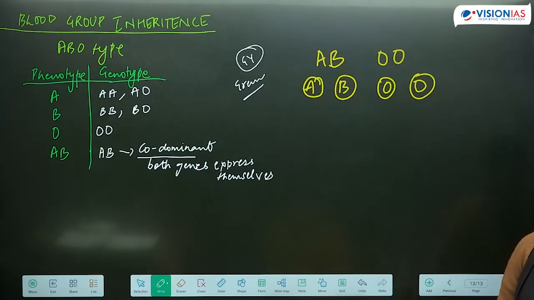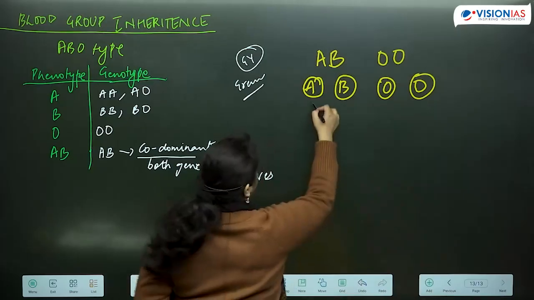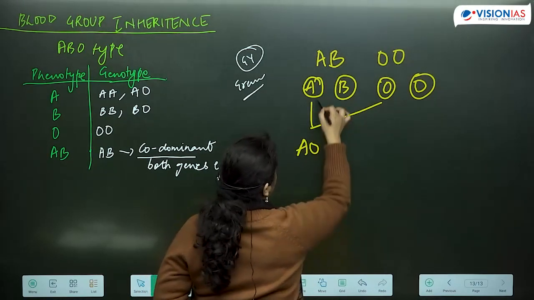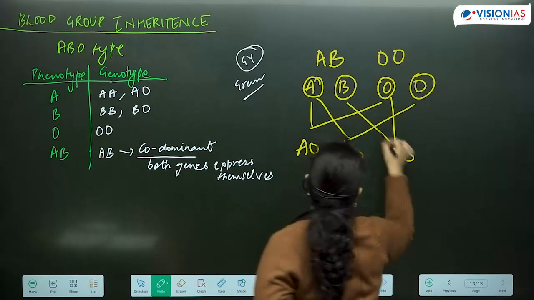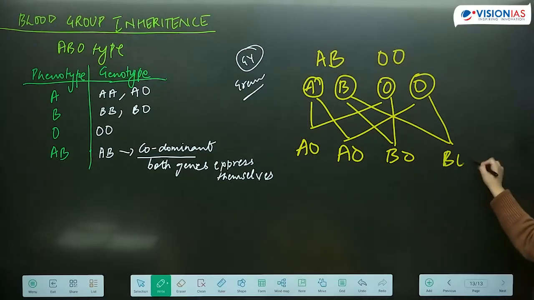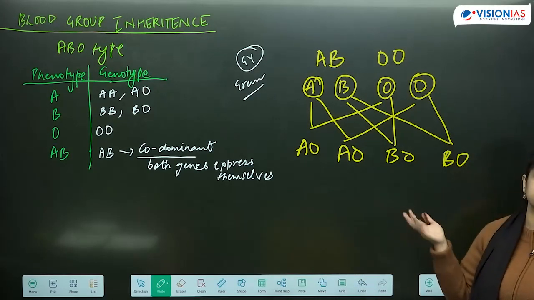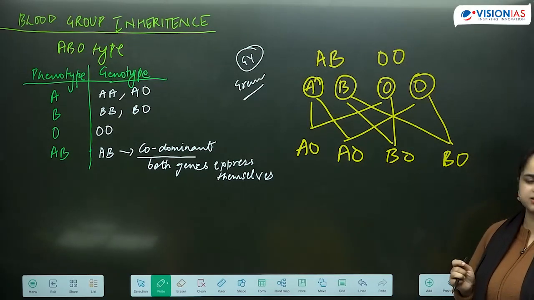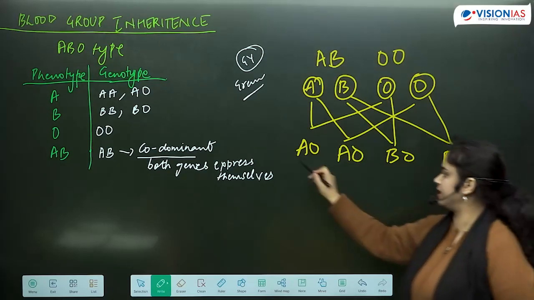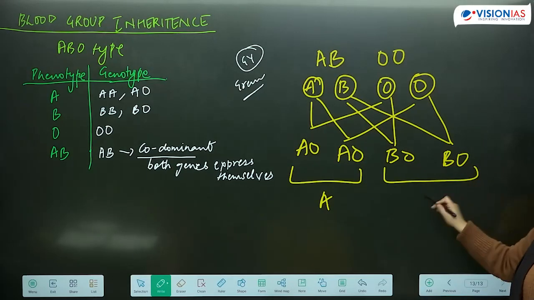Now we are going to check for all possible combinations when they will have children. So A can join to O, A can join to the second O, B can join with O, or B can join with the second O. This is all the possibilities of all the children which they could ever have. Okay, AO, which blood group will this genotype give? A. ठीक है, AO is blood group A. BO is blood group B.